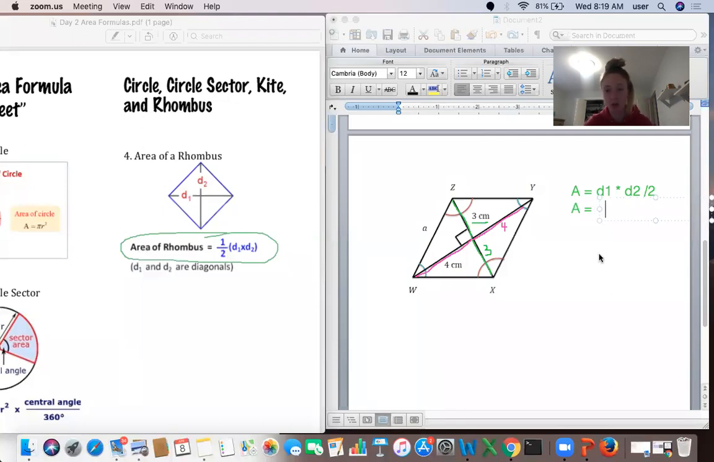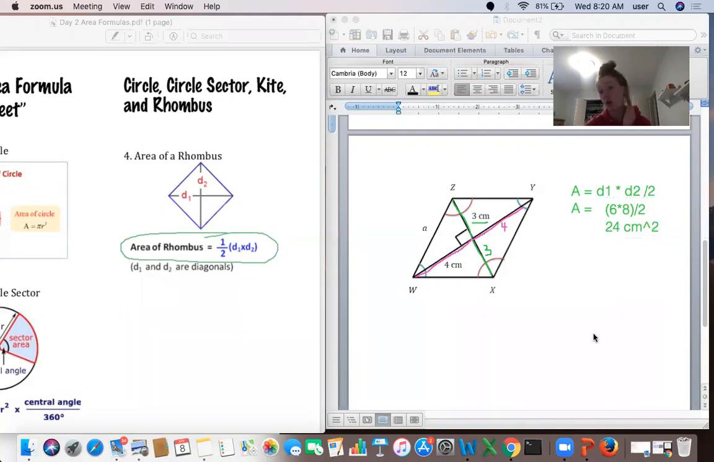So diagonal 1, 3 plus 3 would be 6. I'm going to put that in parentheses. And then 4 plus 4, that diagonal would be 8. So 6 times 8 divided by 2. 6 times 8, 48, divided by 2, 24. So my area is 24 centimeters squared.